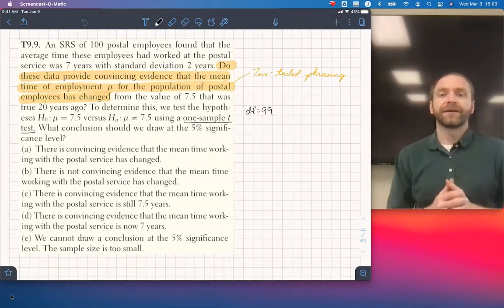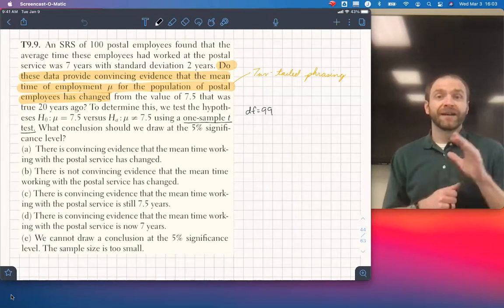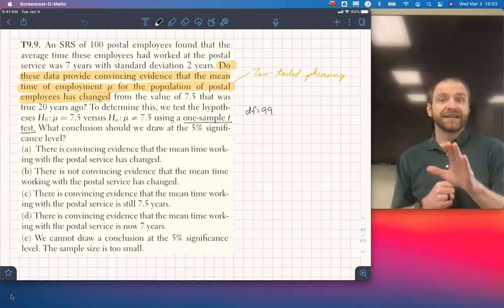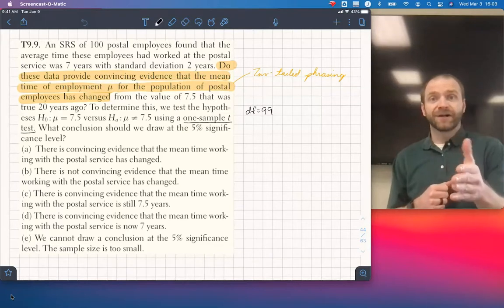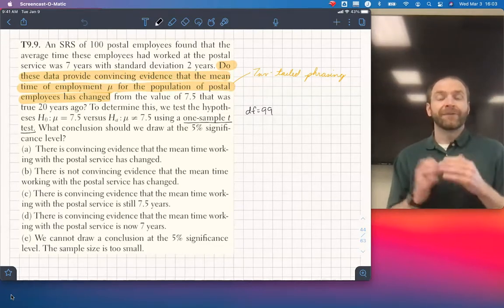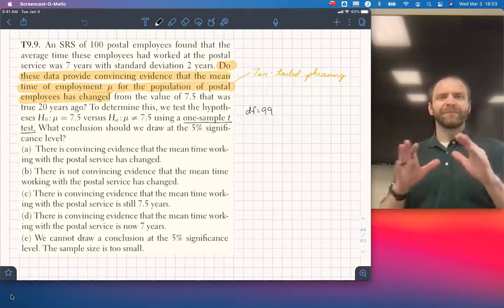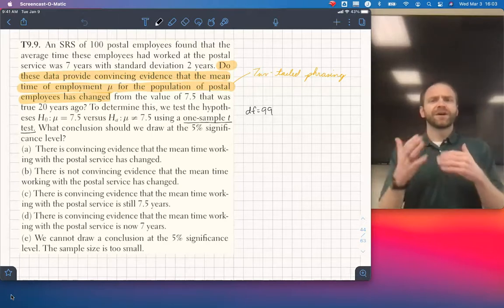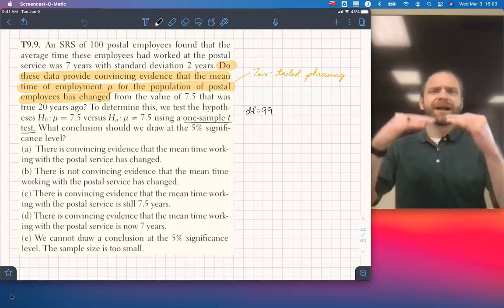It is two-tailed, and my degrees of freedom is 99. Because I'm doing a t distribution, and my sample size is 100, I know my degrees of freedom is 99. So I'm going to keep those things in mind. And when I read my choices here, let's go from bottom to top, because it does say what conclusion should you draw. So maybe I'm just going to start from the bottom and work up.